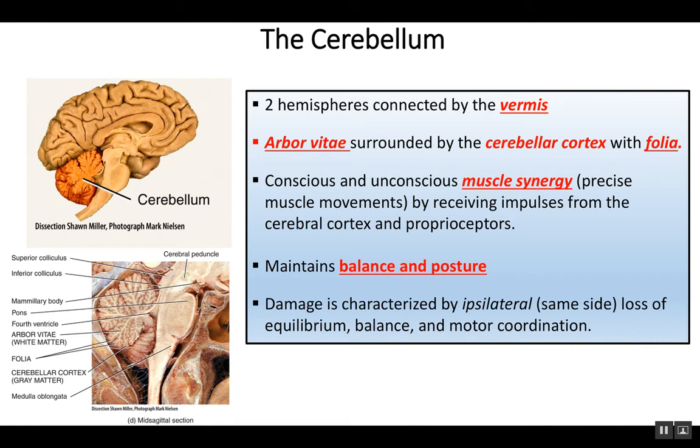Alcohol is going to suppress both right and left. But let's say there's a tumor in the right side of the cerebellum. You might lose equilibrium and balance on that same side, not the opposite side. So that is the cerebellum.